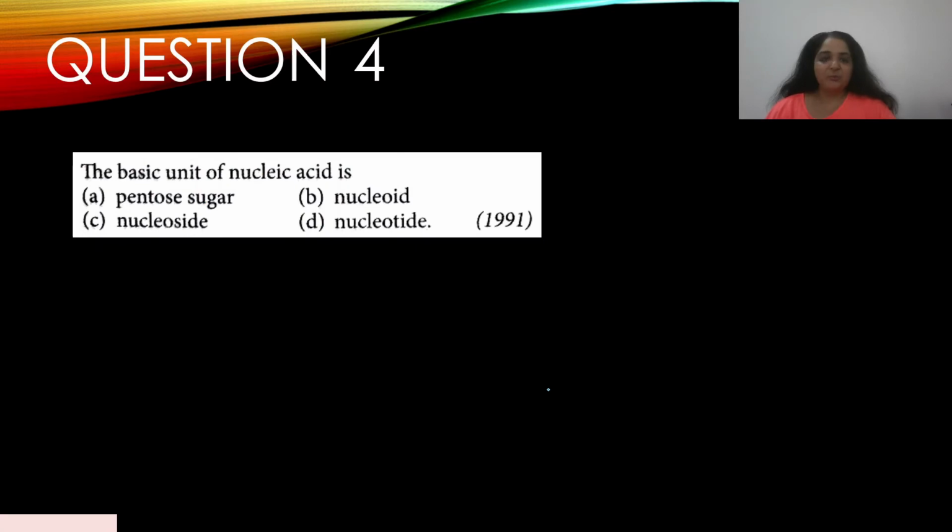Question number 4. The basic unit of nucleic acid is, and this again appeared in 91. A. Pentose sugar, B. Nucleoid, C. Nucleoside, and D. Nucleotide. Of course, it's D, nucleotide, the repeating units of nucleotide, whether it's DNA or RNA. This is like another form of the previous question. So the answer here is D.